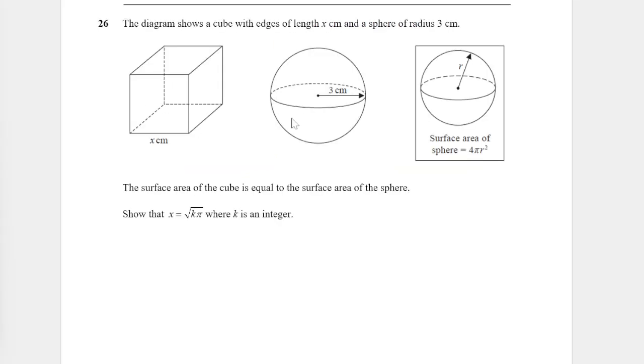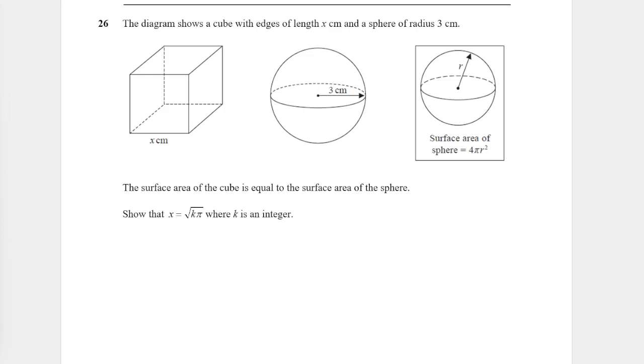26. The diagram shows a cube with edges of length x and a sphere with a radius of 3. The surface area of the cube is equal to the surface area of the sphere. Show that x is equal to the square root of k times pi, where k is an integer.